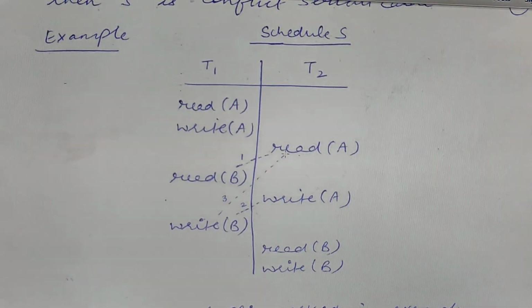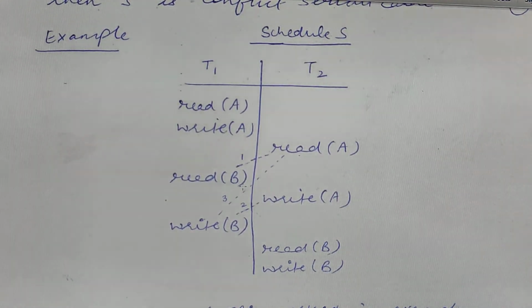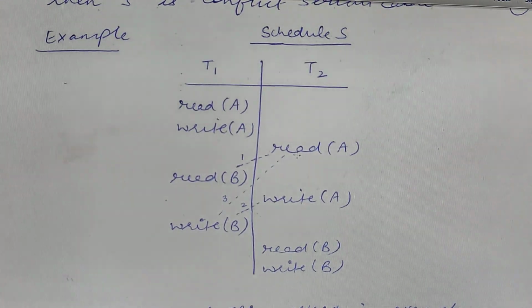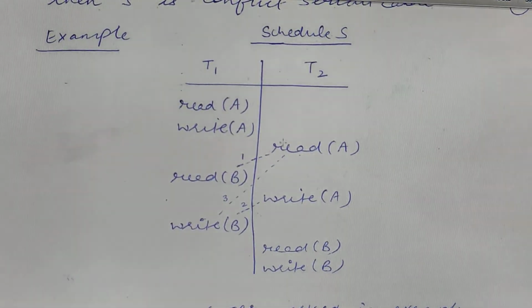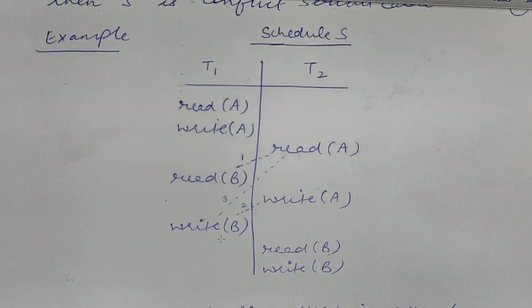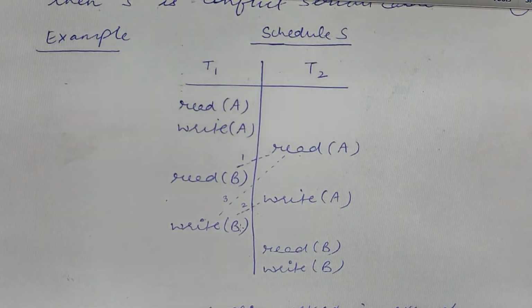Can I do this? First of all, they are on different items. If they are on different items, definitely there is no problem. It means I can easily swap read B with read A. So read B can be moved in the upward direction and read A can be executed after read B. Second, the only operation that we are left with is write B. Write B with write A will again not conflict because they are on different data items. So we can execute write B before write A.